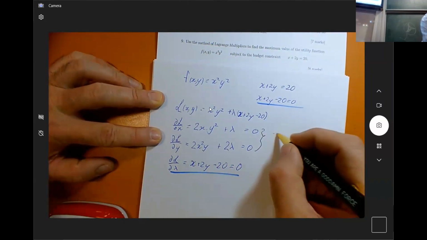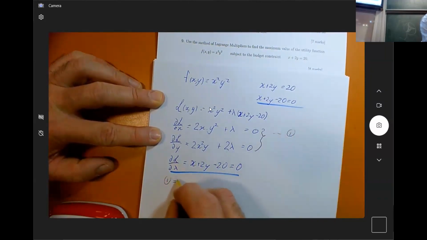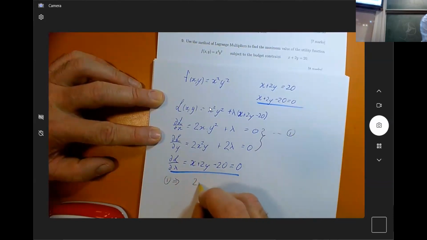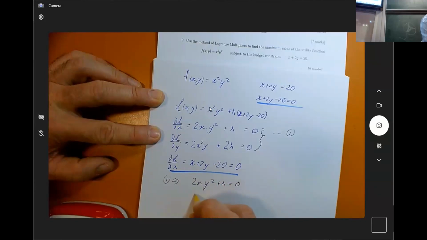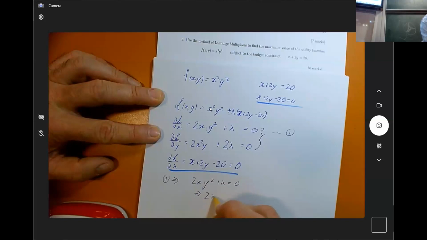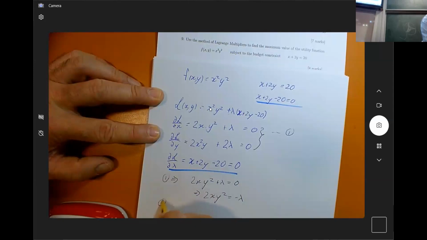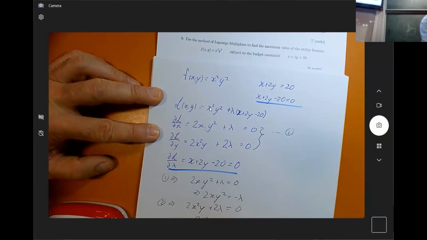If I call this equation 1, it gives me 2x y squared plus lambda is equal to 0. I'm going to rearrange that to say 2x y squared is equal to minus lambda. Similarly, equation 2 is 2x squared y plus 2 lambda is equal to 0. I put the lambda on the other side, so 2x squared y is equal to minus 2 lambda. I'm going to divide through by 2 as well: x squared y is equal to minus lambda.